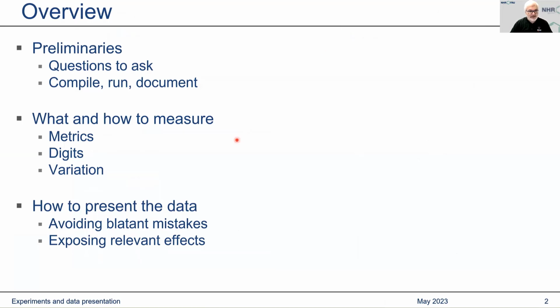Next question is what and how to measure. There we're going to talk about metrics and how many digits to use and variation of measured quantities. And finally, I'll show a little bit about how to present the data, avoiding blatant mistakes and exposing the effects that you actually want to show.